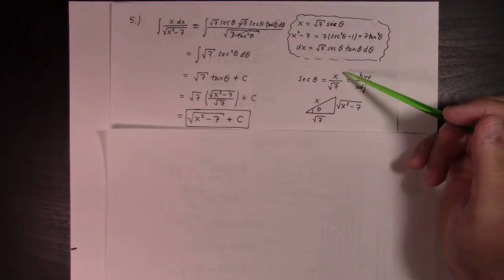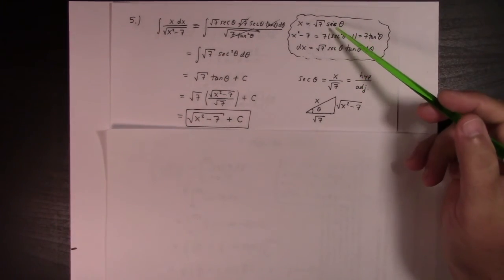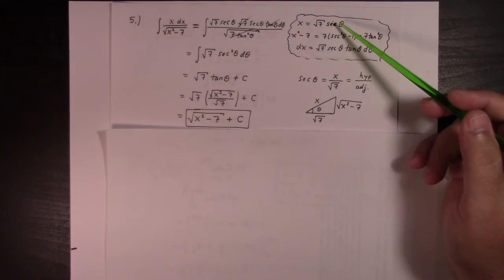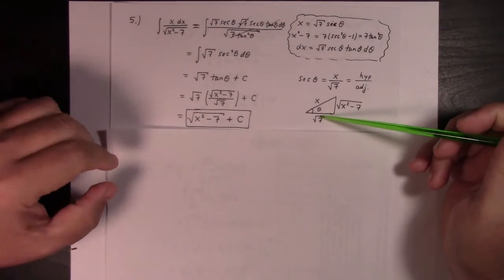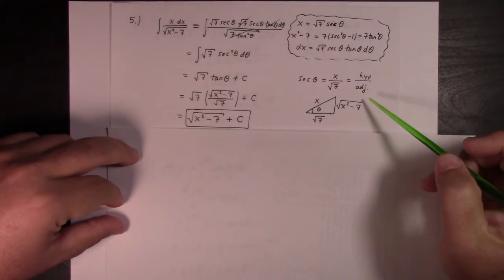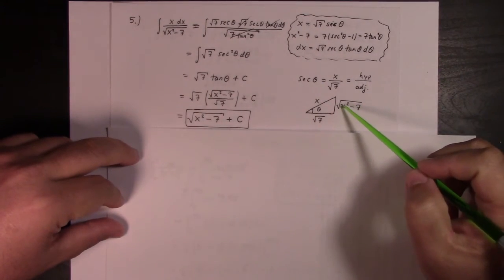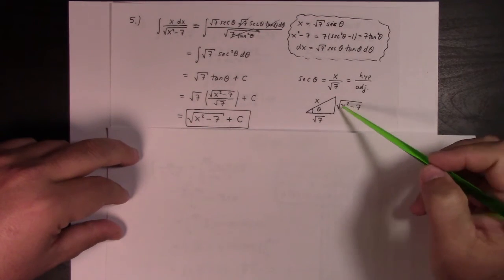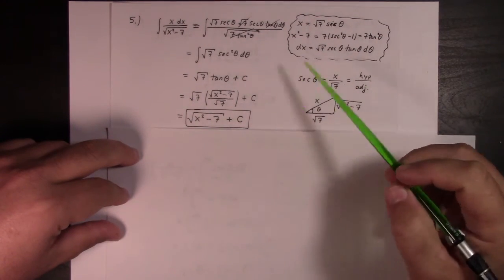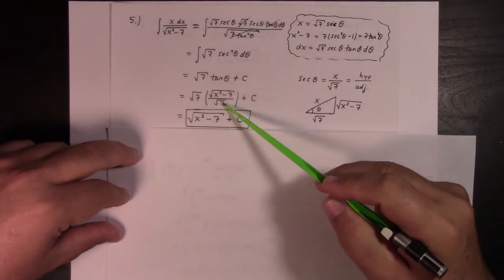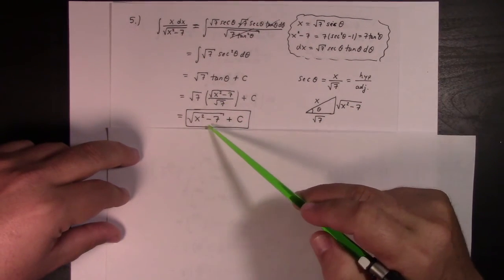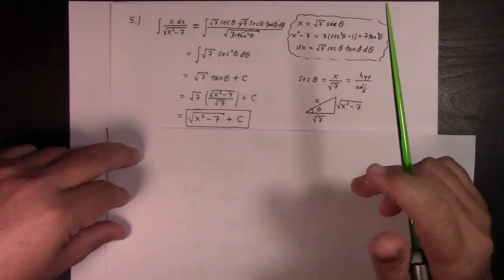triangle, if you will, is x over the square root of 7 is equal to secant theta, which says I can make x the hypotenuse, adjacent side square root of 7. And the remaining opposite side has got to be the thing we were removing, which is square root of x squared minus 7. And so tangent theta is opposite over adjacent, which is that over that. The square root of 7's cancel, and there's my answer.